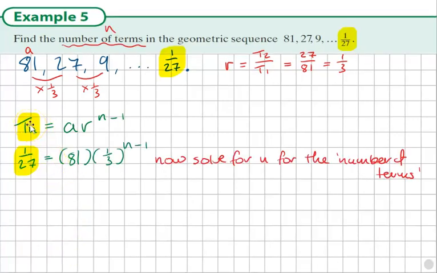So Tn is our final term. So we're going to replace that with 1 over 27. So that was given to us in the question, highlighted in yellow. A is our first term. We replace that with 81 in a set of brackets. R is the common ratio. We replace that with a third in a set of brackets, and that's to the power of n minus 1. So now we're going to solve for n because that will give us the number of terms. It didn't ask us to find n in the example, but that's what they're actually asking us to find. The number of terms means find n.